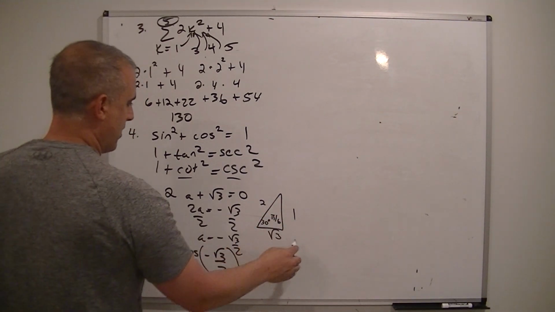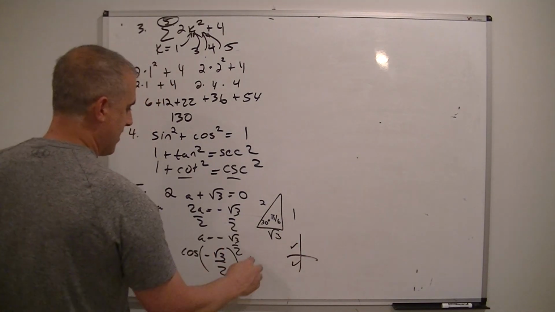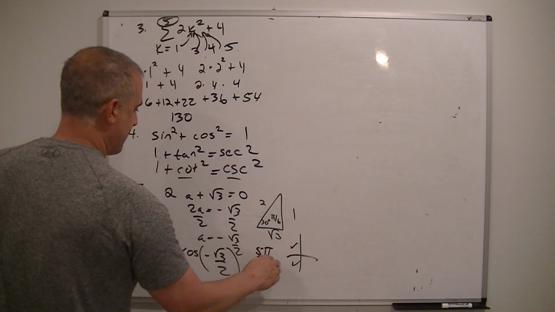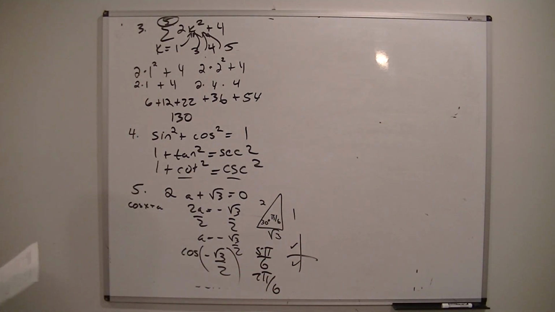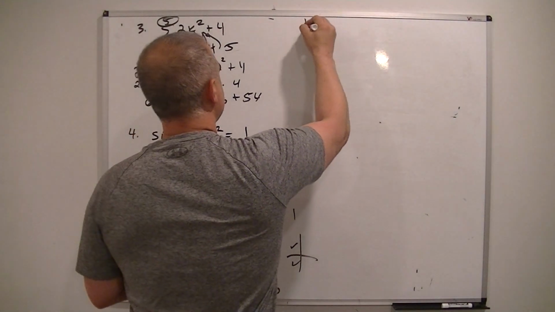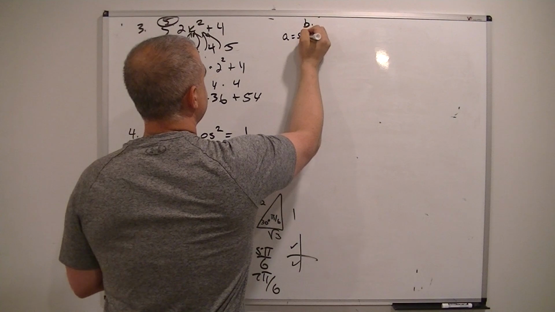All right, so the question is where would pi over 6 for cosine be negative? Well, that's going to be here and here, which would be 5 pi over 6 and 7 pi over 6, being your answers. Okay, 5b, same thing, I would replace a with sine.